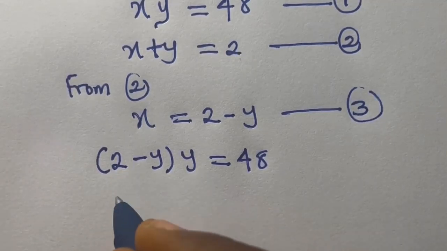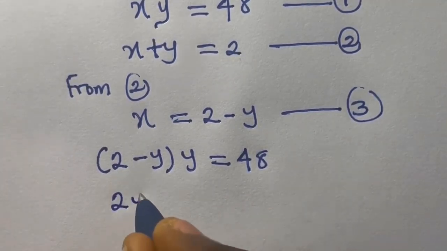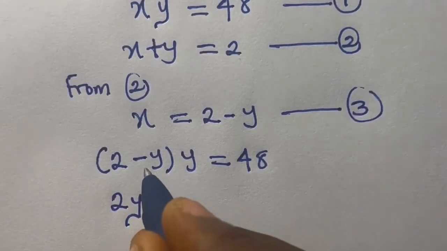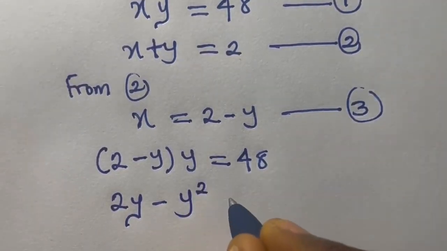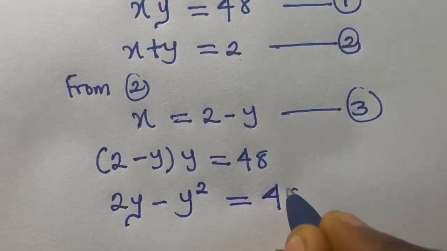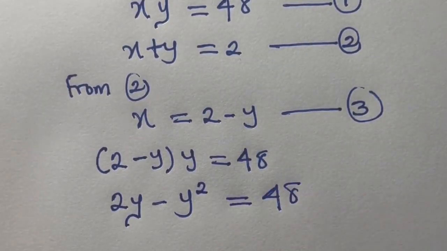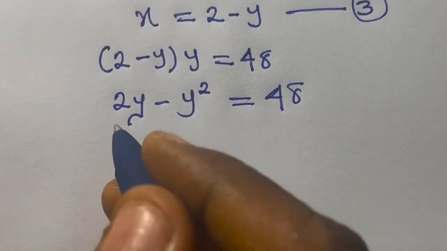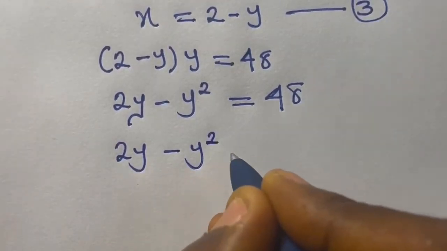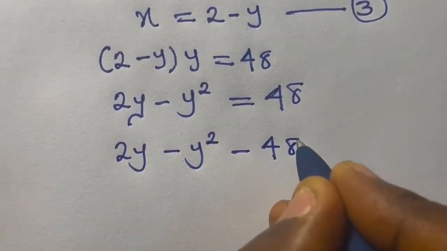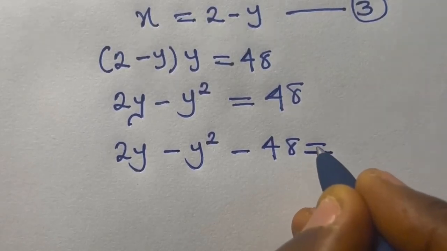Then we use this y to multiply out these brackets. We have 2 times y, we have 2y, minus y times y, we have y square, equals 48. So then we can transfer this 48 to this side so that we have 2y minus y square minus 48 equals 0.